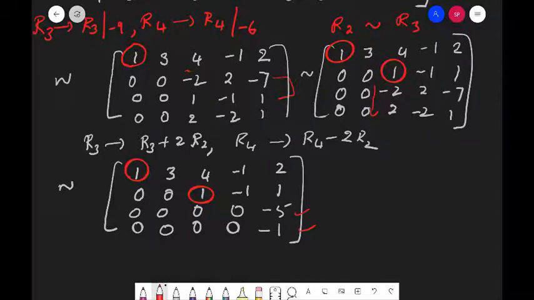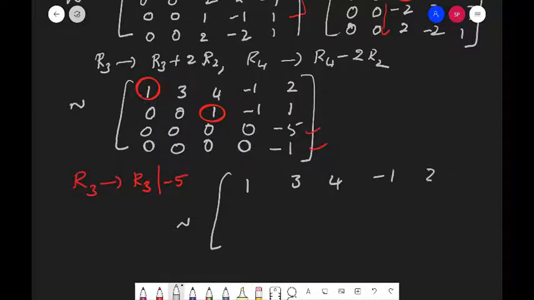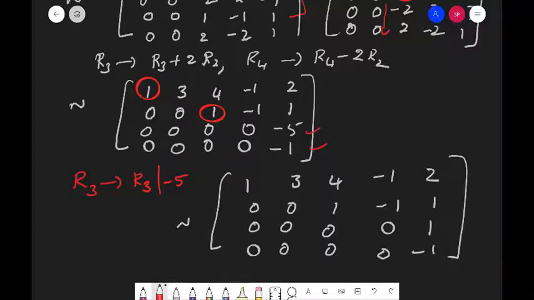Now we have here this one and then this, and now we can see these two. So let me just transform R3 divided by minus 5. So this will be transformed to this matrix 1, 3, 4, minus 1, 2, and then 0, 0, 1, minus 1, 1, and then 0, 0, 0, 0, 1, 0, 0, 0, 0, minus 1. So this is pivot and this is pivot, and the next pivot is this.